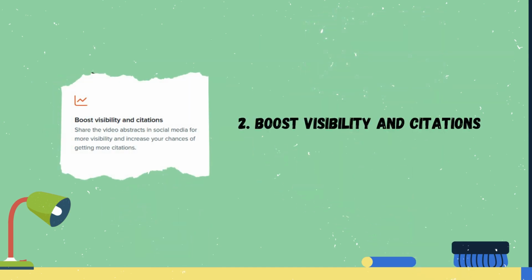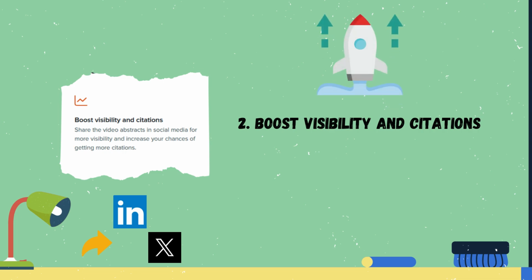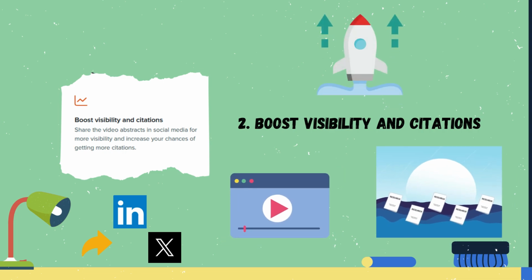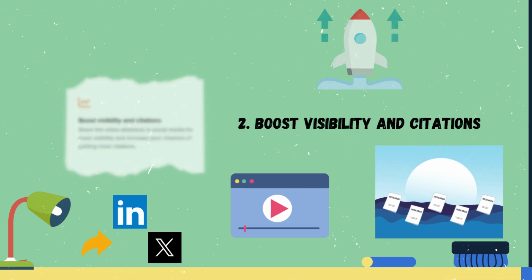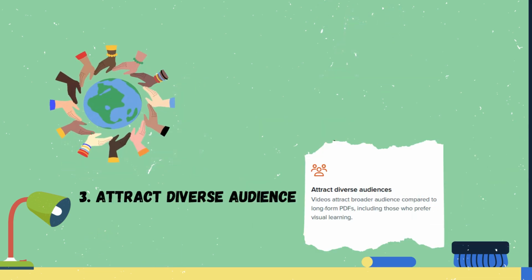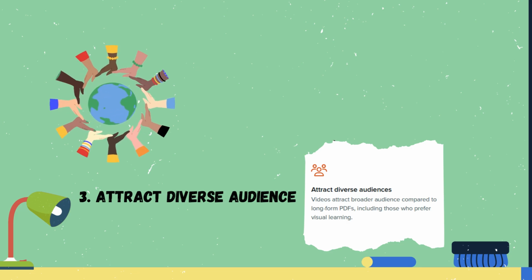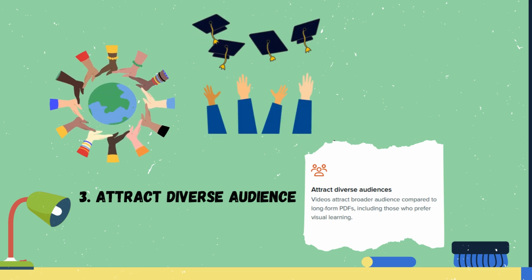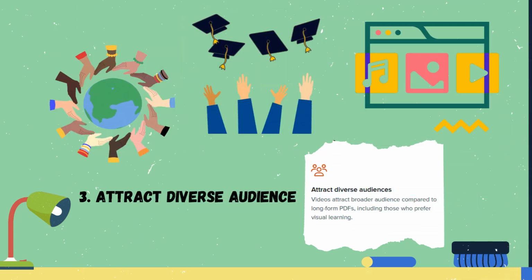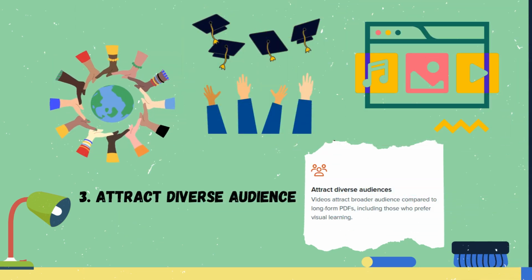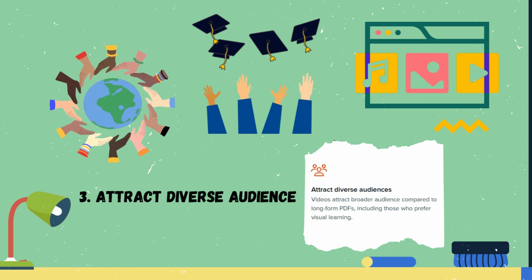Number two, boost visibility and citations. Research shows that sharing your work on platforms like LinkedIn or academic Twitter significantly boosts visibility. A video abstract can help your paper stand out in the sea of publications. Number three, attract diverse audiences. Many in academia and beyond prefer visual content. By offering your research in video format, you cater to different learning styles.